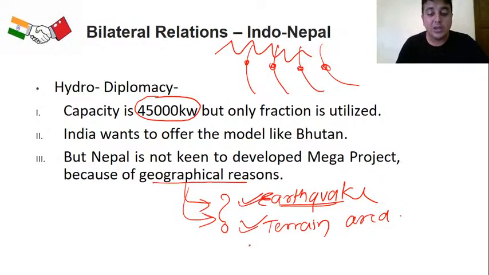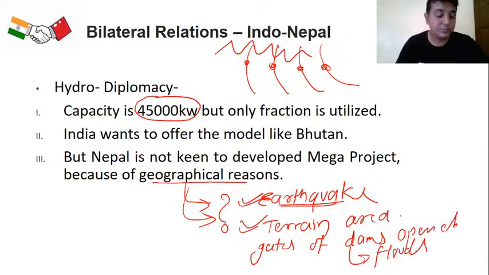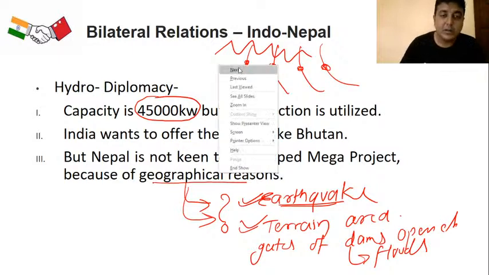And the third problem is that when the gates of the dams open, that leads to floods. Clear? So these are the three geographical reasons because of which Nepal opposes mega projects. First, the Himalaya is an earthquake zone, a seismic zone. Second, the Terai area is totally dependent on water from the upstream. And third, if the dam is constructed and full, when you open the gate, that leads to flooding in the Terai area. Clear? And that leads to vast devastation. Okay, so these are the reasons because of which Nepal is not going to take the lead in that.